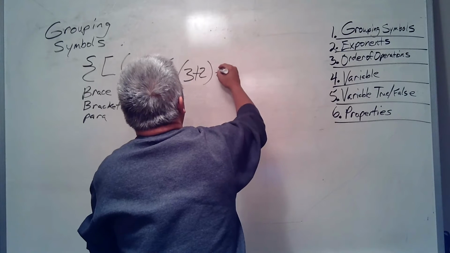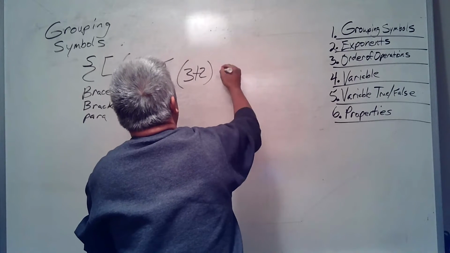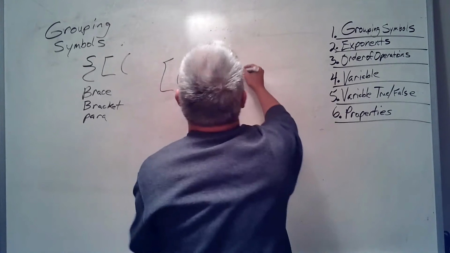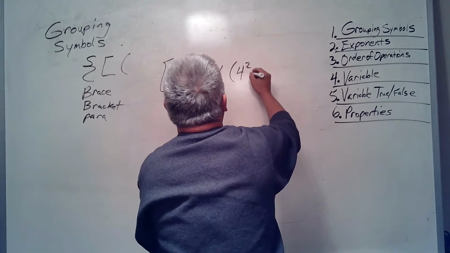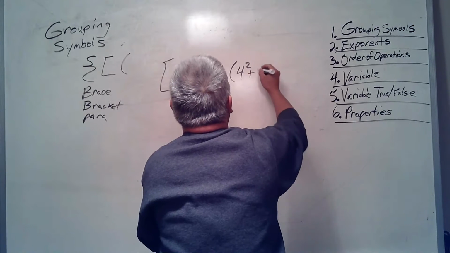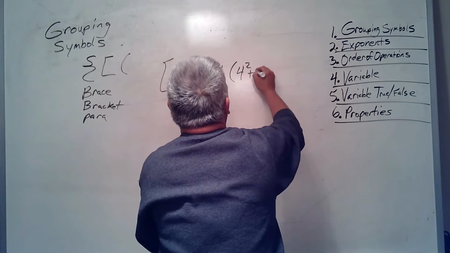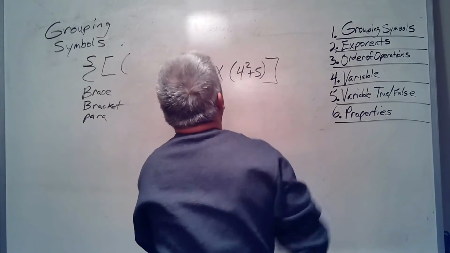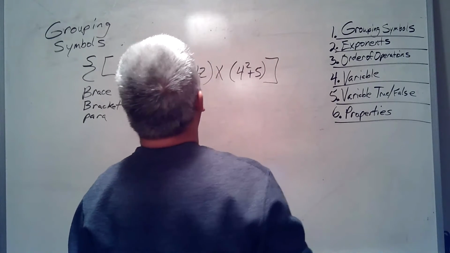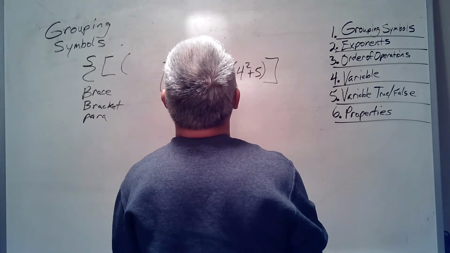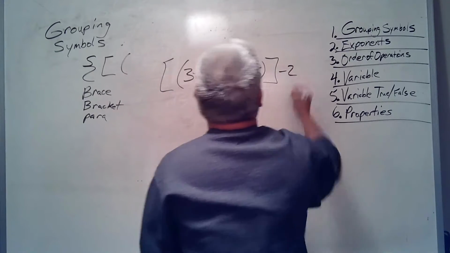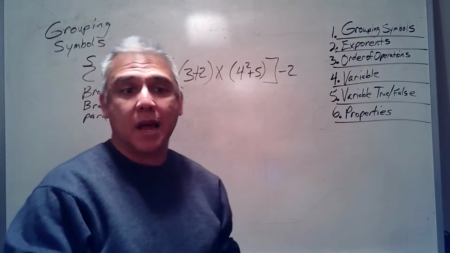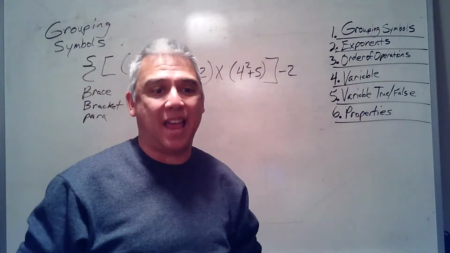So if I give you something like 3 plus 2 parentheses, brace, minus, no, I'm going to go times. I'm going to be crazy. I'm going to go times parentheses, let's go 4 squared plus 5. Close parentheses, close bracket, and then we're going to hit it with a minus 2. Do I have a clue of what I'm doing? No, I don't. I'm just letting it flow out of my head.